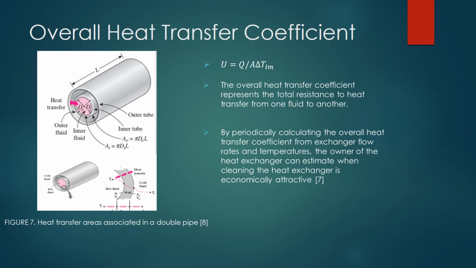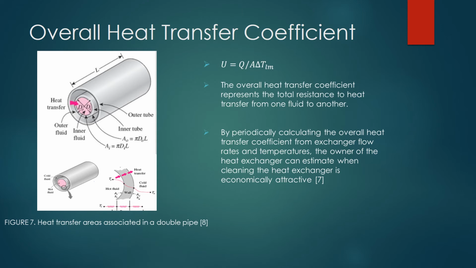The general equation to find the coefficient is displayed on the first bullet, where Q is the heat transfer rate, A is the area, and T subscript LM is the log mean temperature difference. In a heat exchanger, the log mean temperature difference is the appropriate average temperature difference that is used in heat transfer calculations, and it is also known as the driving force.